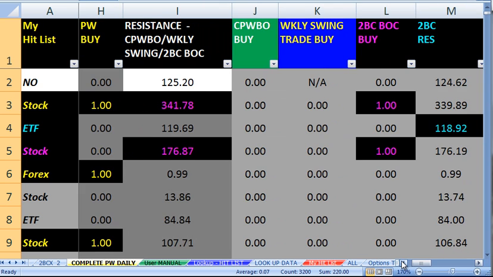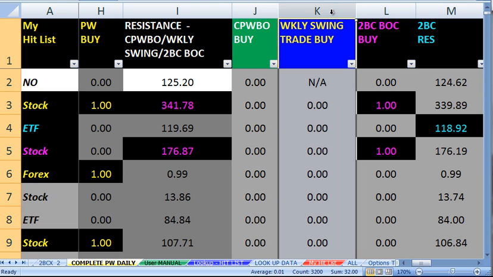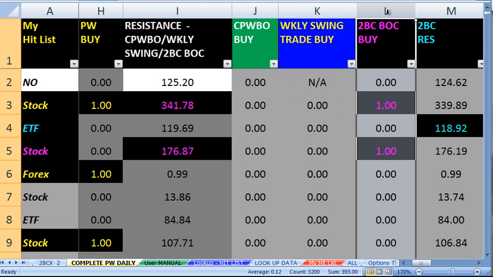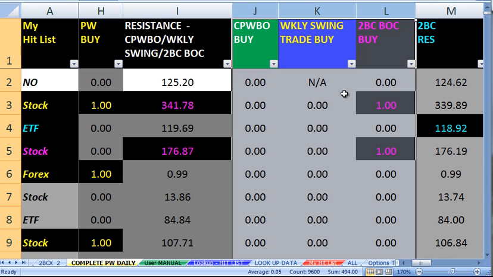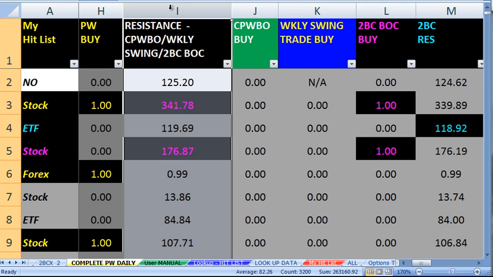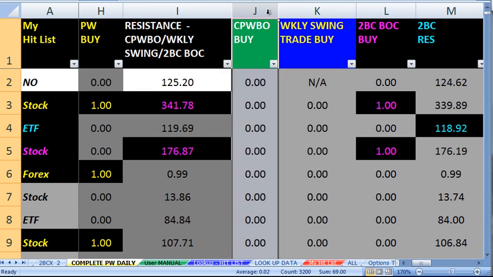Again, recapping, these three signals right here, columns J, K, and L, your confirmed pulse wave breakout, weekly swing trade, and 2-bar Charlie breakout continuation, those three signals here, you enter the market in this column I here. Okay, this is your buy stop limit price trigger for these three signals.